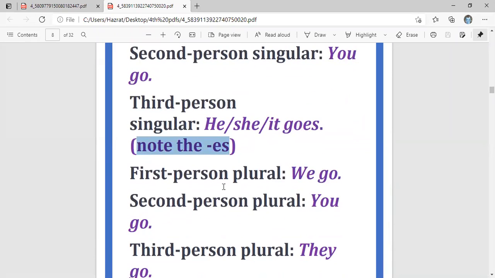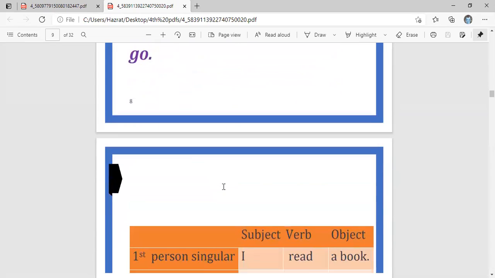First person plural: we go, we learn, we teach, we write. Second person plural: you go. They go. So that is what we learn and use.